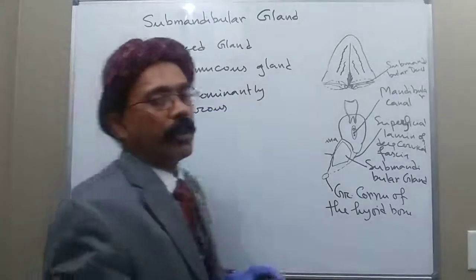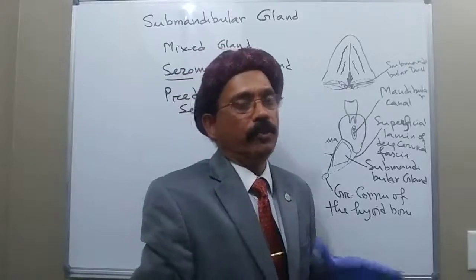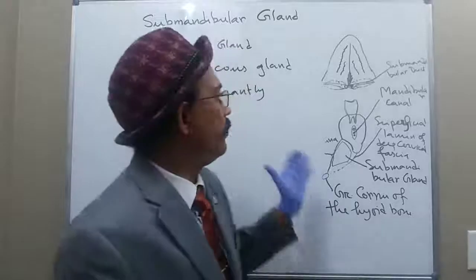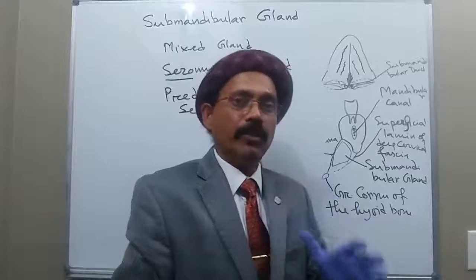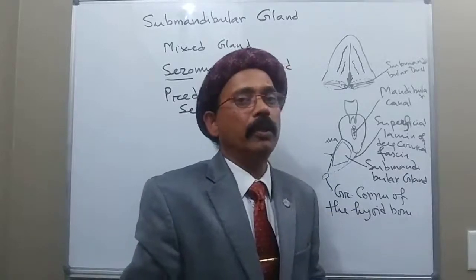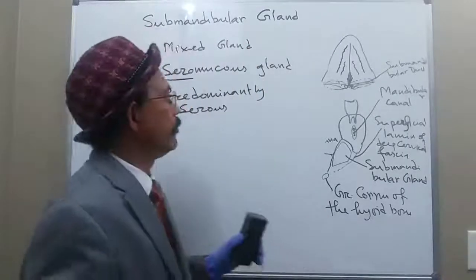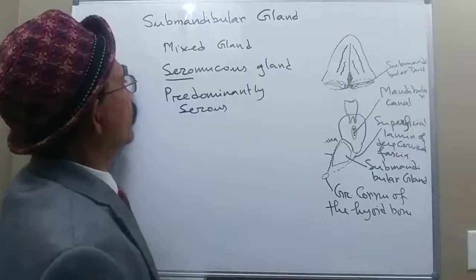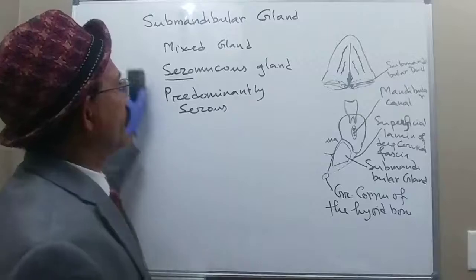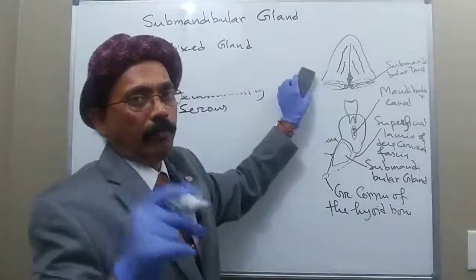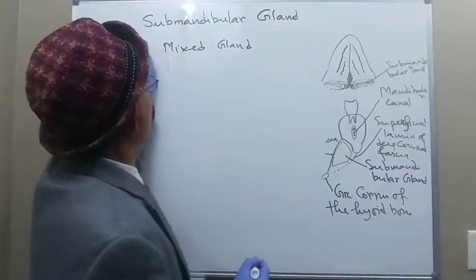Histologically it has two types of acini, mucous and serous, but mostly this is a seromucous gland with mostly serous acini, though we may have a mixture of serous and mucous acini. We call it a seromucous demilune. That is also possible histologically. The mixture of serous and mucous acini makes a half-moon shaped appearance, which we call a demilune. Okay, we got the submandibular gland.